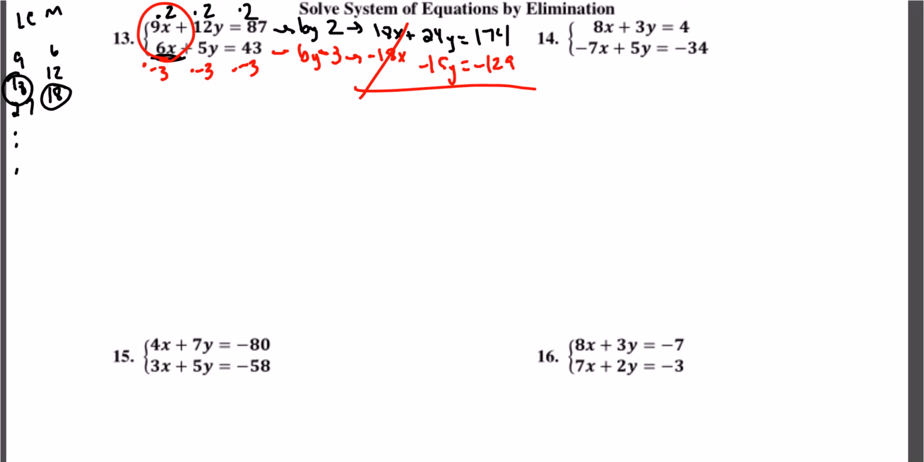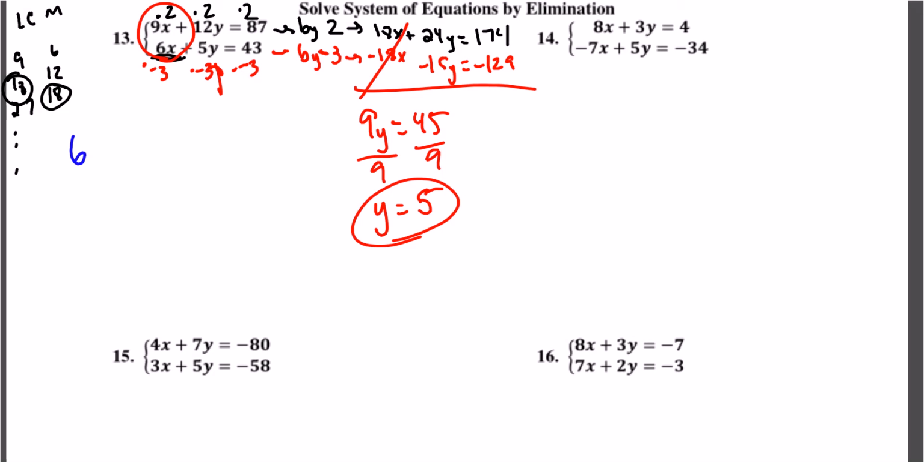So now I'm going to combine my like terms. The x's are going to cancel. I'm going to get 9y, and 174 minus 129 is 45. Divide by 9, I get y equals 5. I'm going to take that y and plug it into the bottom equation. I'm going to pick the bottom y, but it does not matter which y you pick.